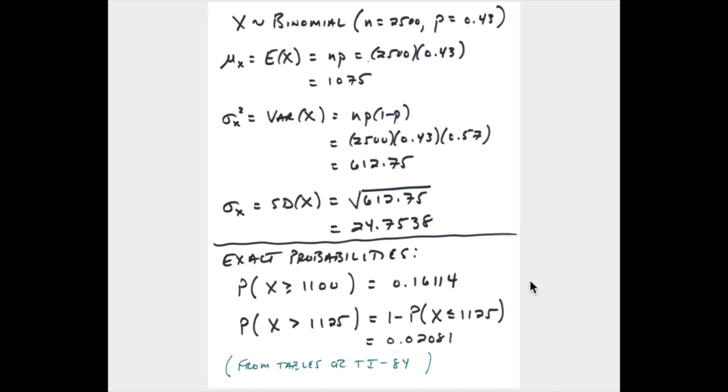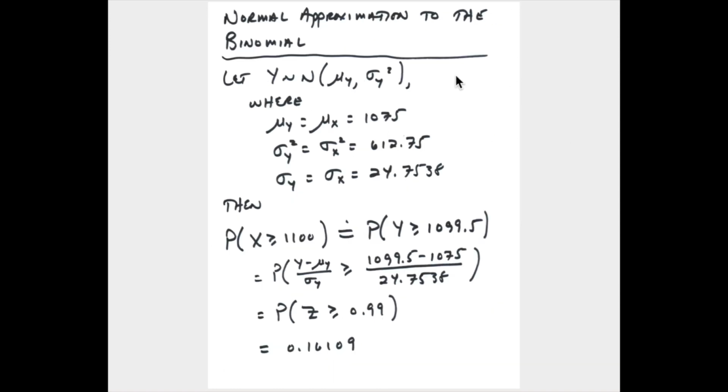And so now we want to see if we can approximate these probabilities using an appropriate normal distribution. That normal distribution will have the same mean and the same variance and standard deviation as this binomial distribution. And so we'll let y be a normally distributed random variable with mean equal to 1,075 and a variance equal to 612.75, so that its standard deviation is 24.7538.